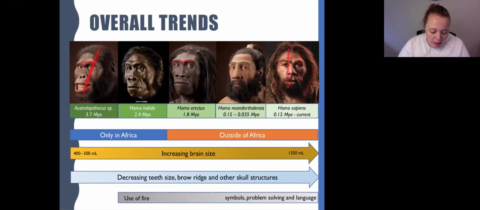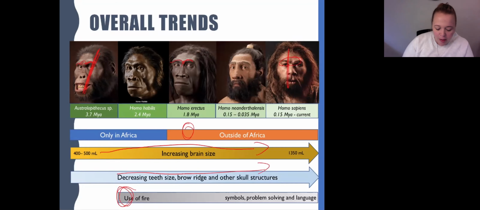So what we found is that Australopithecus only ever existed in Africa. We've only ever found fossils of Australopithecines in Africa. Homo erectus was the first one to leave Africa. We get this massive increase in brain size. We get decreasing teeth size, decreasing brow ridges, and a decreasing flat, sloping face. We also found that back here with the Homo habilis, we started to use fire. We get more complex symbols, problem solving, and language.